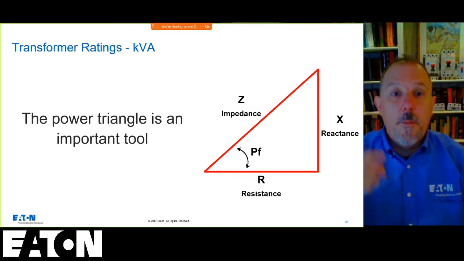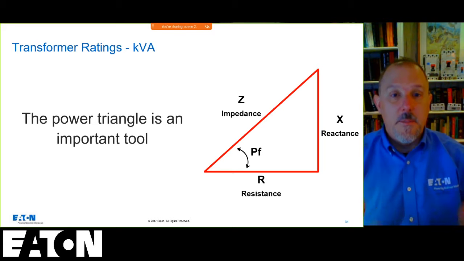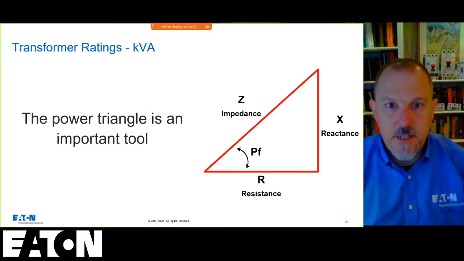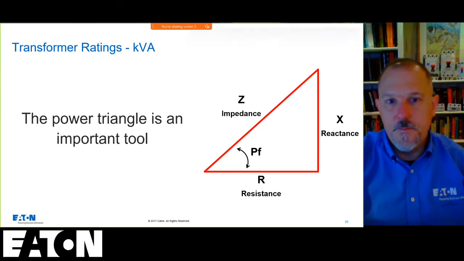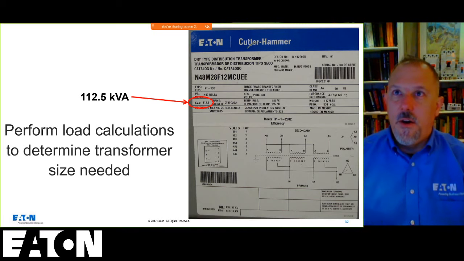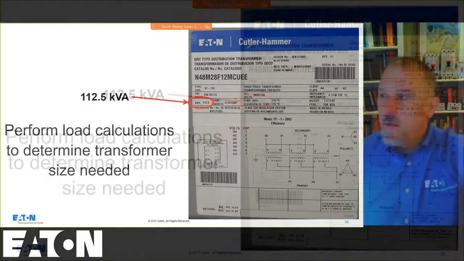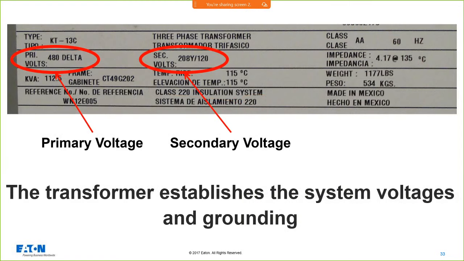Calculate your VA. And you're probably familiar with this triangle because, if you were in my class for short circuit calculations, we talked about the power triangle there too. We have resistance and reactance and impedance and how we do short circuit calculations. So the kVA has to be on the faceplate of this transformer. It is 112.5 kVA. And again, I do my load calculations and I just determine the size of the transformer that I need. And hopefully plus 1.25.